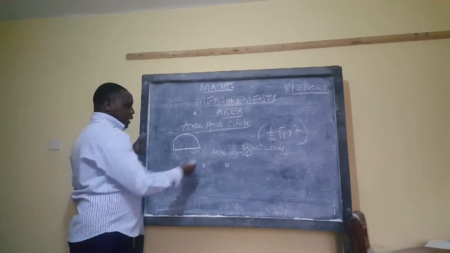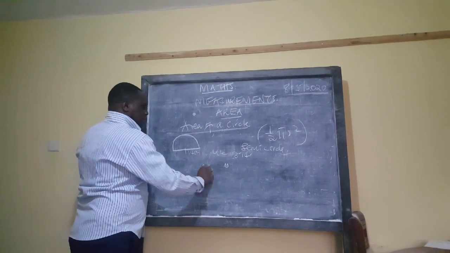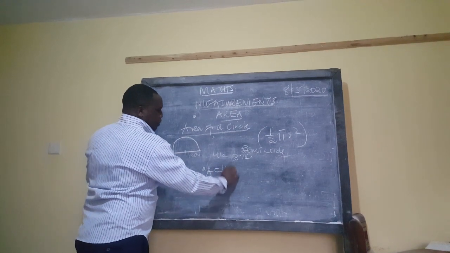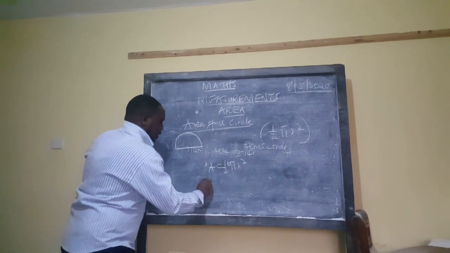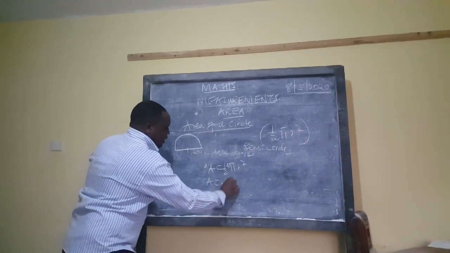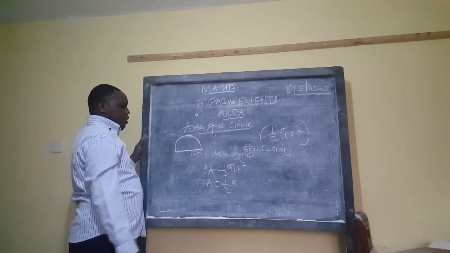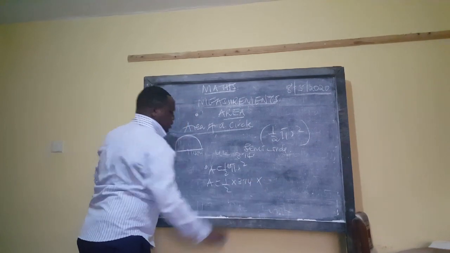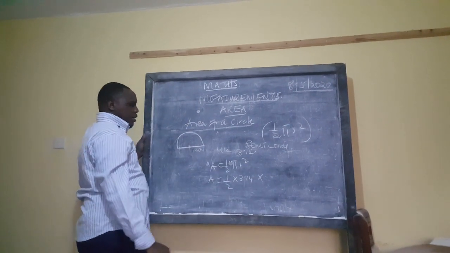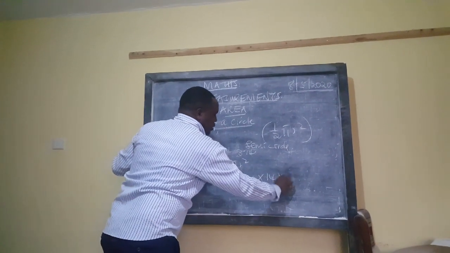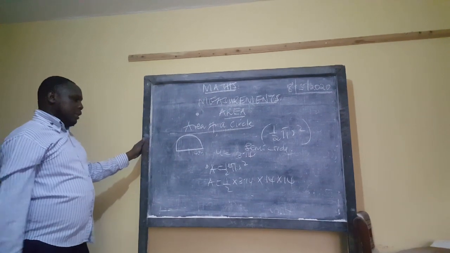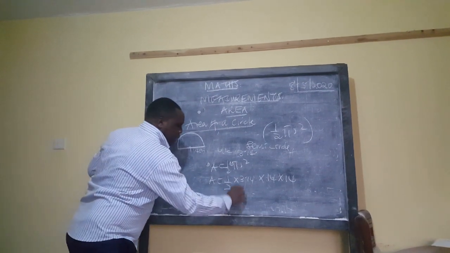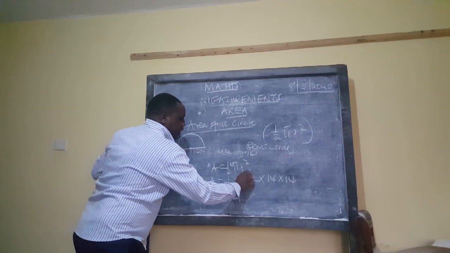So definitely, we are going to say area is equal to half pi r squared. That will be equal to half times the pi, 3.14, times radius squared, which is 14 times 14. So this is going to give you by 2, 1, by 2, 1.57.